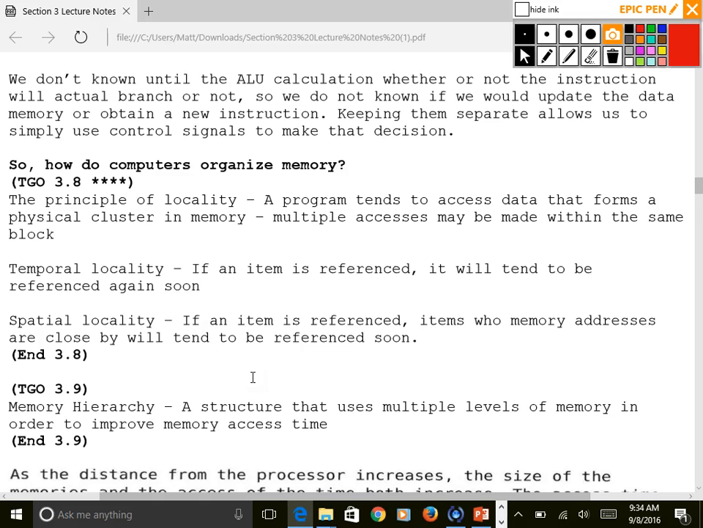When you think about this, it kind of makes sense. An array is a block of 32-bit words, right? So if we're going to be constantly accessing the array, then we want to access this same physical cluster of memory. In instruction memory, we have all the instructions right next to each other. We might be jumping back and forth between them, but they're all in the same physical cluster. Does that make sense? So there are two types of locality, temporal and spatial. Temporal: if an item is referenced, it will tend to be referenced again soon.